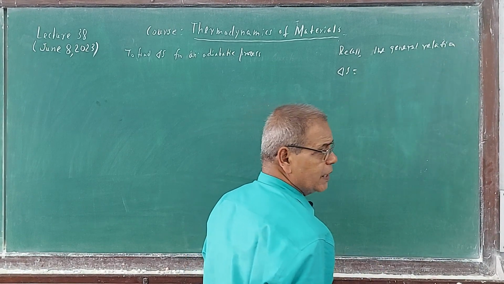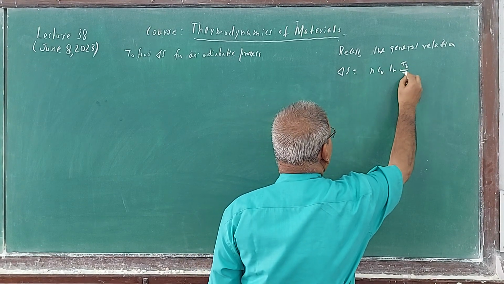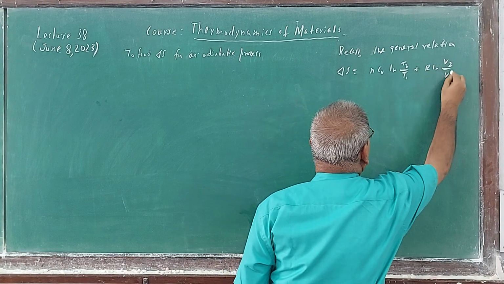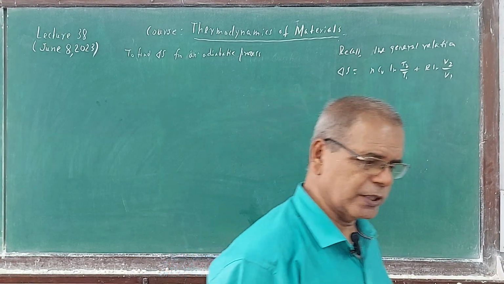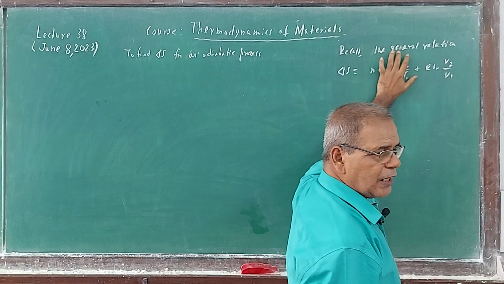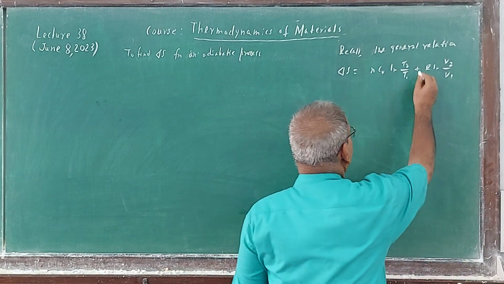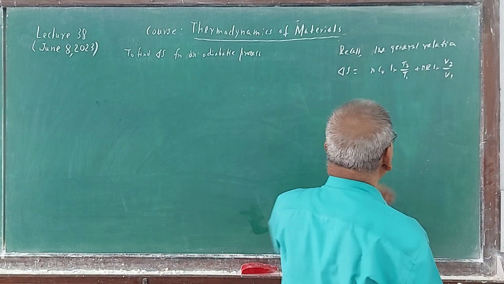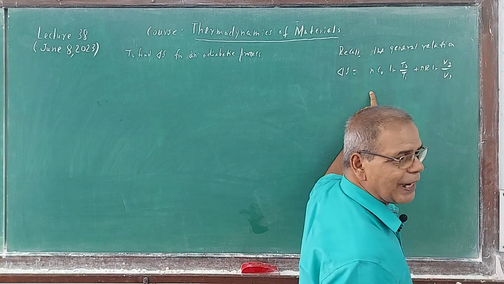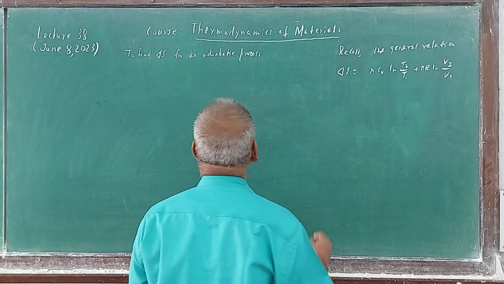Delta S is what? N Cv ln T2 by T1, recall last year I gave you this, plus R ln V2 by V1. Just recall for reference, this was already done. So accordingly I covered isothermal: N R ln V2 by V1. Constant volume: N Cv ln T2 by T1. Constant pressure: you add this, N Cp ln T2 by T1, discussed last class. So this is actually for N moles.